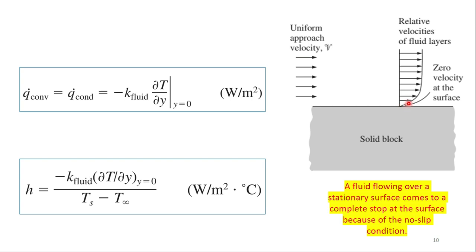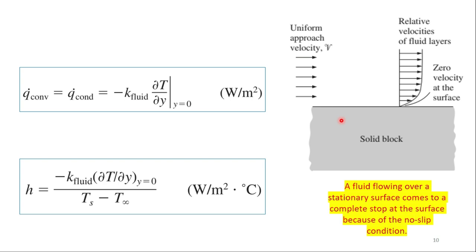And obviously there is the friction between the layers of the fluid. So this layer, which is adjacent to the solid surface, has a zero velocity. Due to the friction, it will slightly reduce the velocity of the other layer. A similar phenomenon occurs for the case of temperatures.